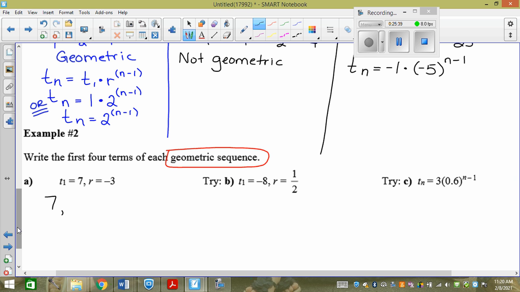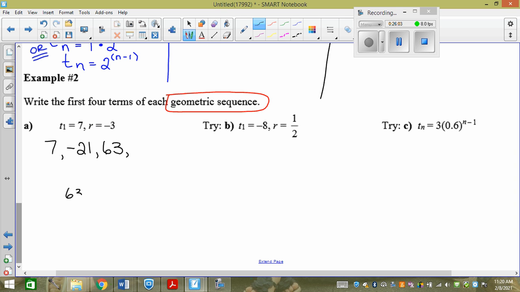Multiply by -3. R. 7 times -3 is -21. -21 times -3 is positive 63. 63 times -3 is what? -189? True? Did you try it?